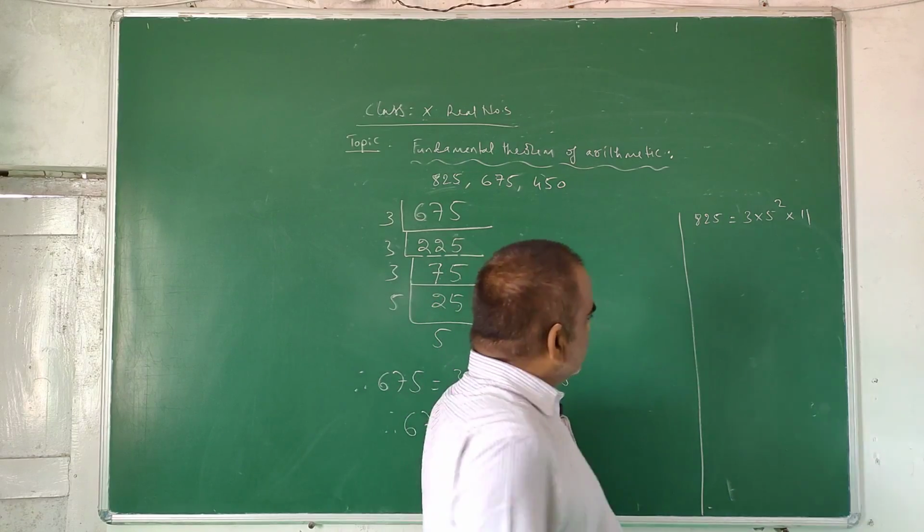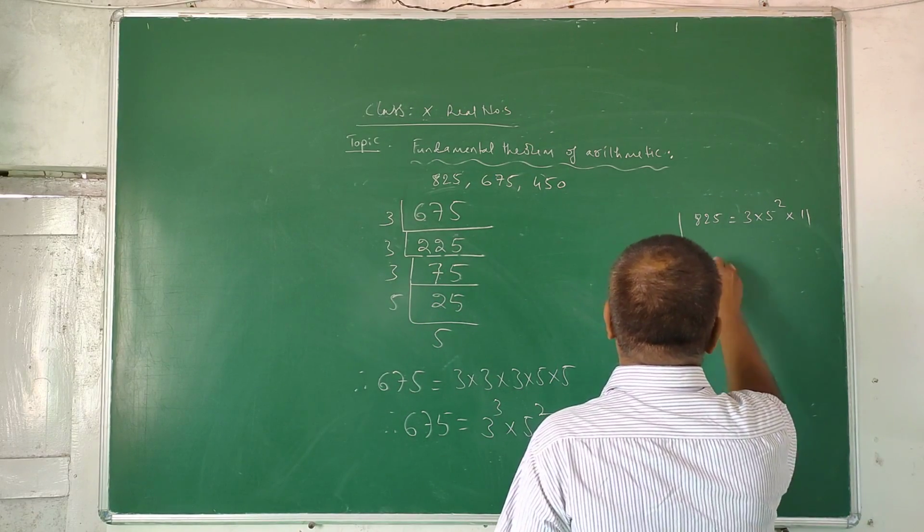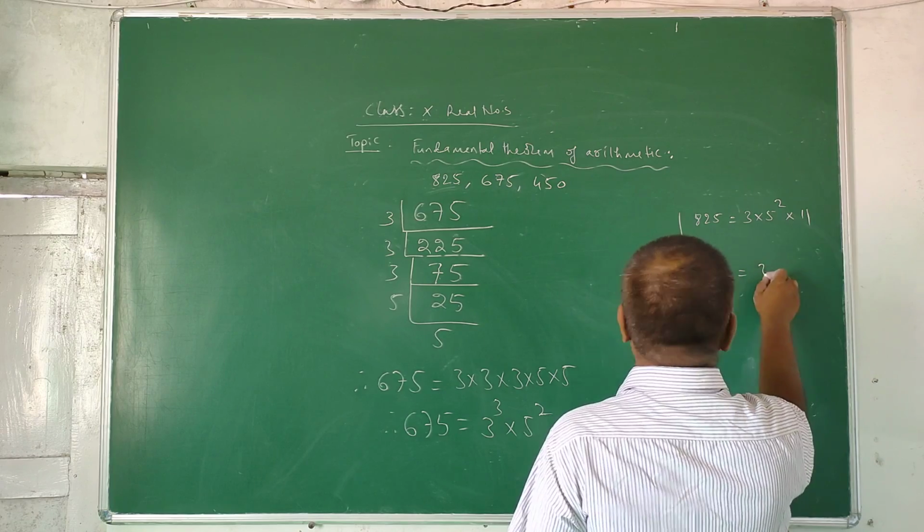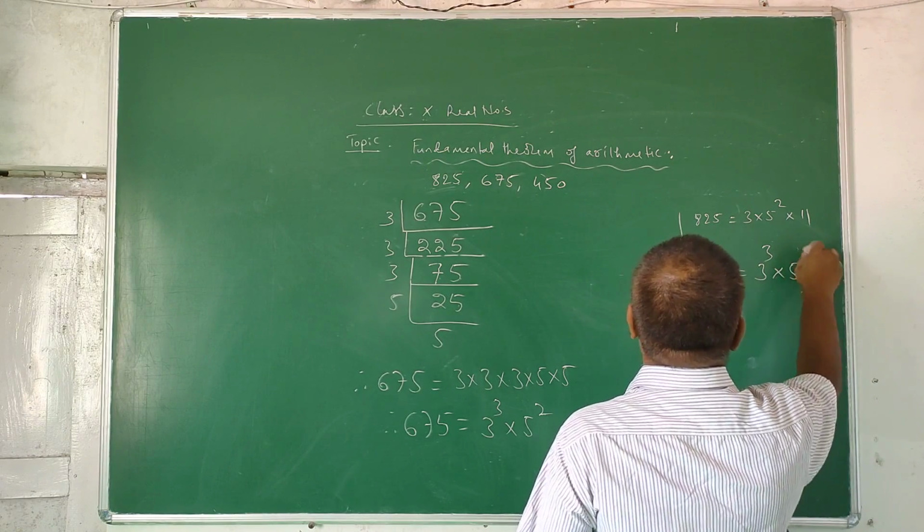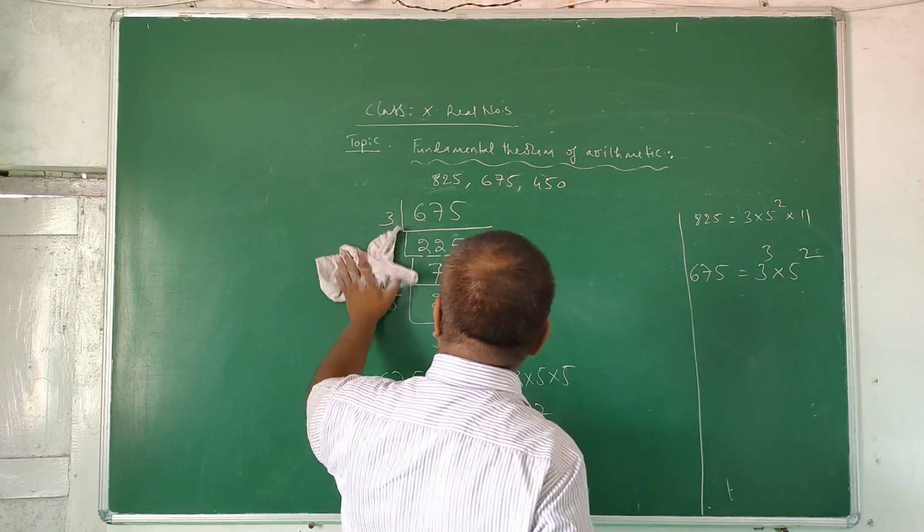So 675 is equal to 3 cubed into 5 squared, and at last 450.